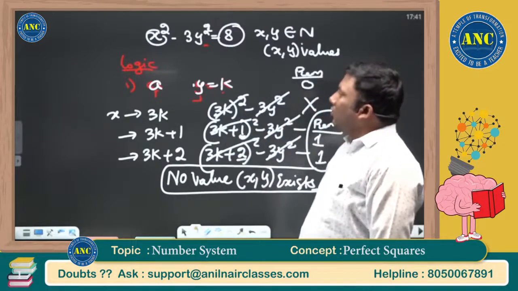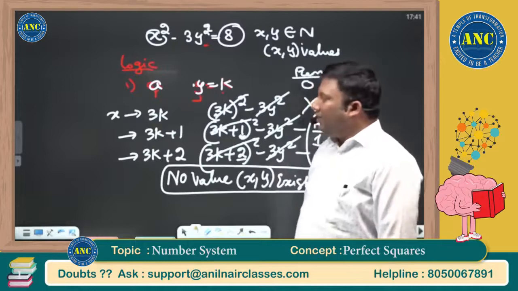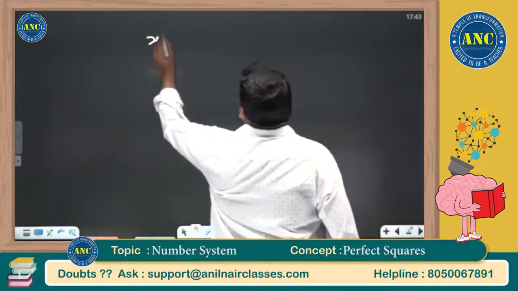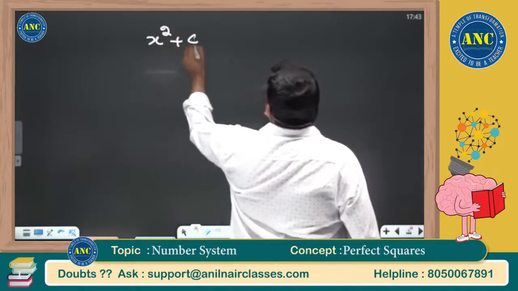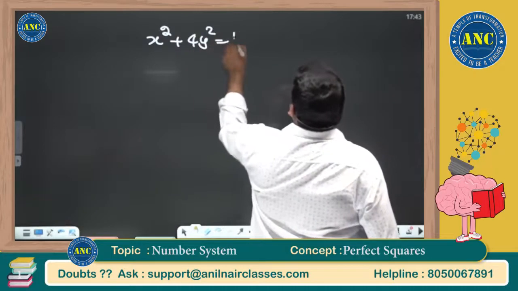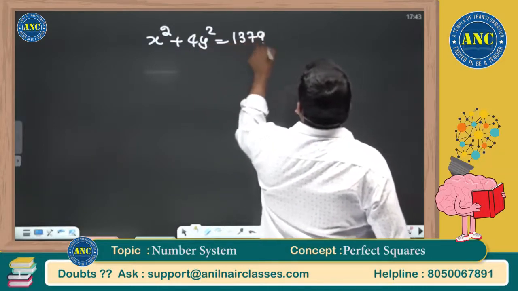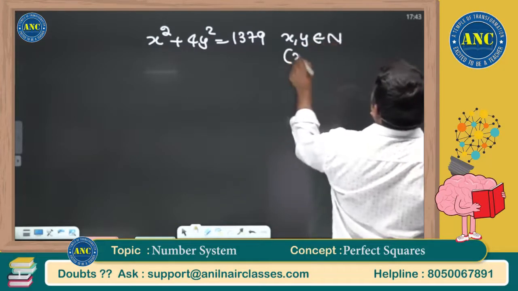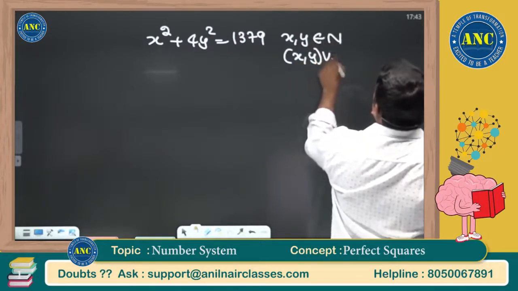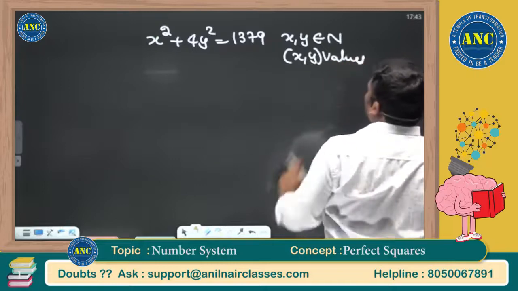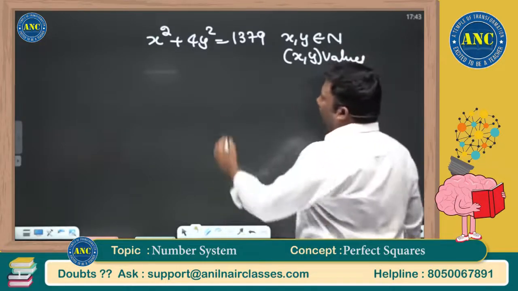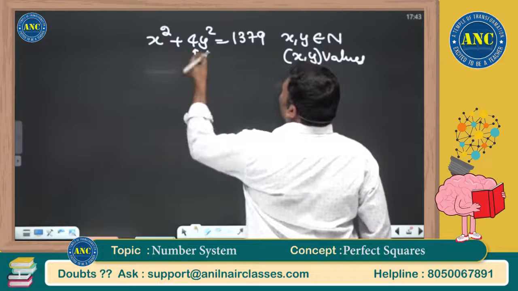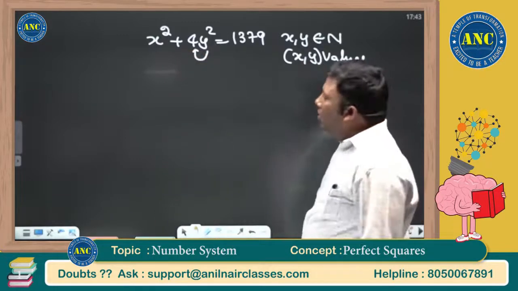Yes, you can use the same logic to solve the previous problem. Any doubt, kindly ask it in the live chat. x square plus 4y square equals 1379. x and y are natural numbers. How many values will x and y take? Sir, can I use the logic which you said to solve this question? Definitely yes. The y square coefficient is 4.